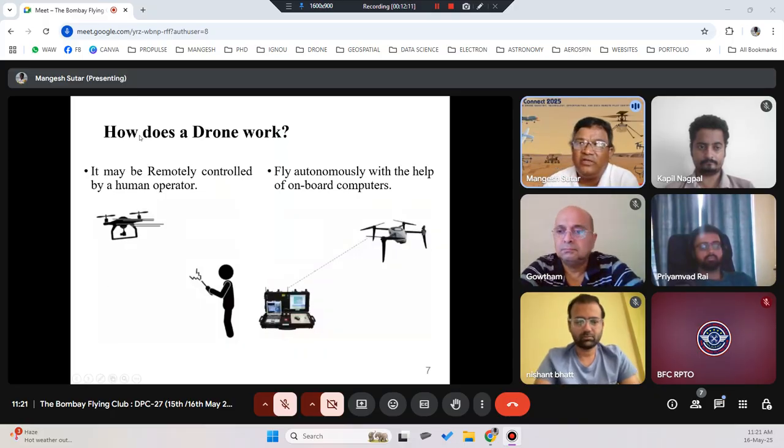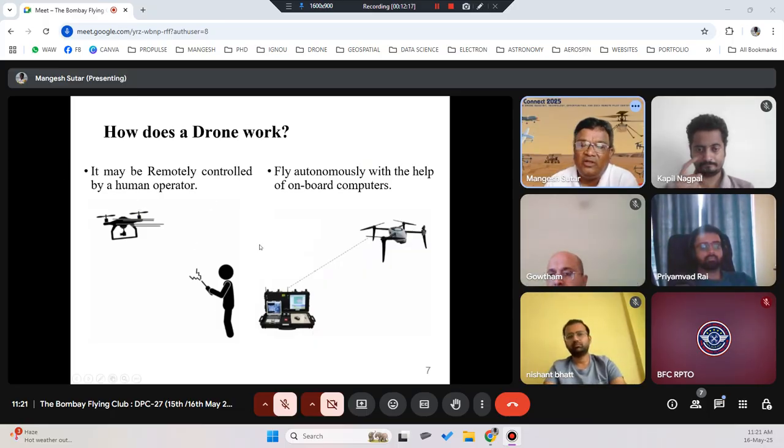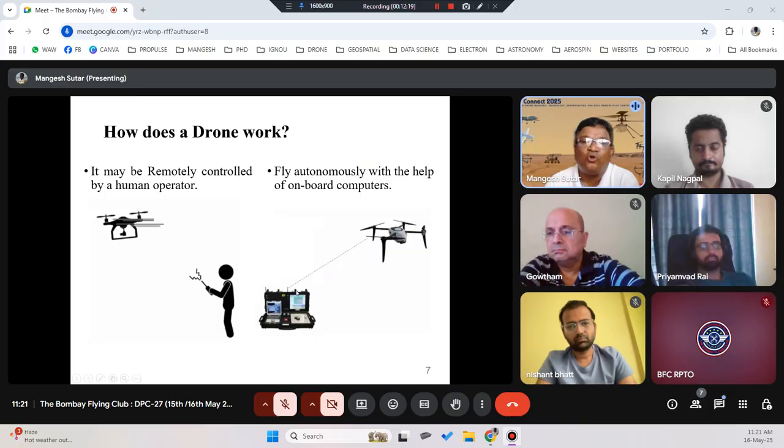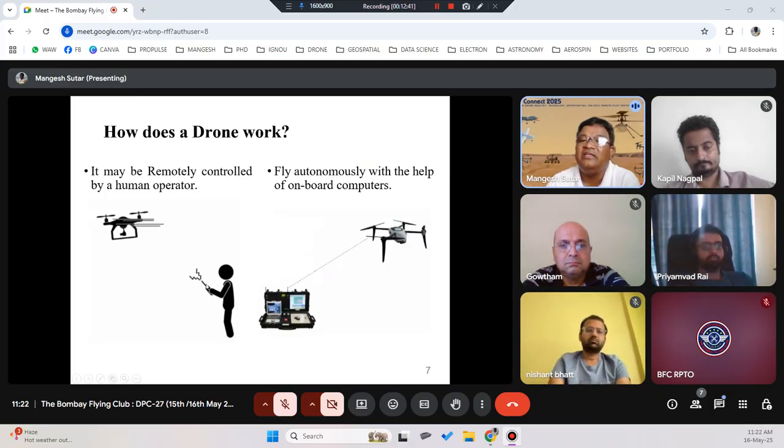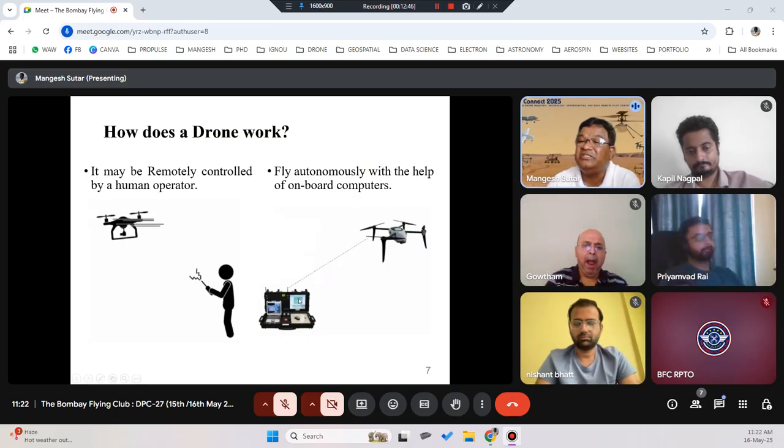Okay, so how does a drone work? It may be remotely controlled by a human operator. So this is RPAS, and this is autonomous. So a lot of times when we use a remote control or GCS, this is autonomous flying of the drone. So it flies autonomously with the help of onboard computers, or it may be remotely controlled by a human operator. So when we are saying subcategories, this is the RPAS category. Okay, so when the person is holding a remote in his hand and he is flying the drone, then it is called the RPAS category. When it is being flown using the GCS, we call it autonomous UAS.